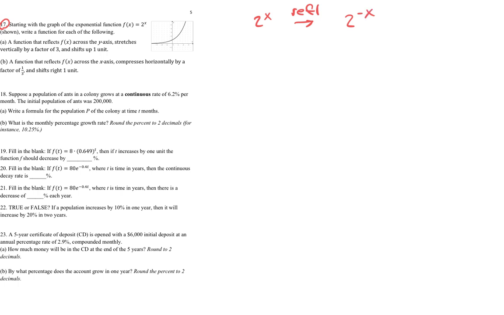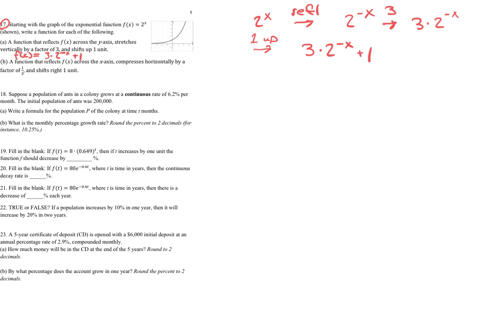Then we're told that it's stretched vertically by a factor of 3 and shifted 1 unit up. If we stretch it vertically by a factor of 3, we just put 3 times it out front. So we have 3 times 2 to the negative x. And then we shift it 1 up, so all we do is add 1 to the outside. So what we end up with is this equation here: f of x equals 3 times 2 to the negative x plus 1.